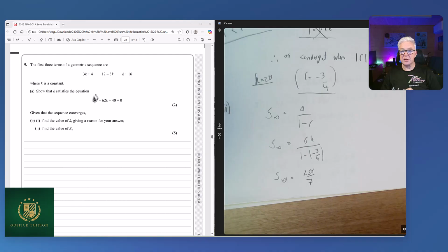Quite an interesting question, that one. Especially had to think a little bit about that part B. It was not immediately obvious.